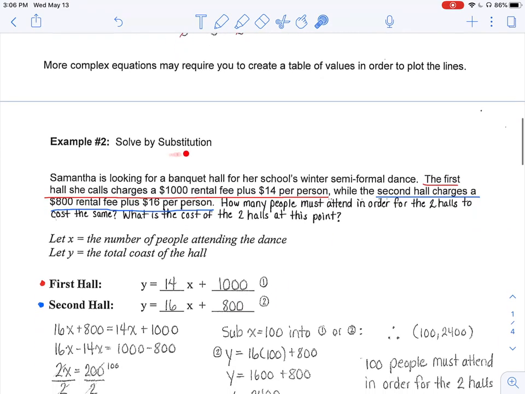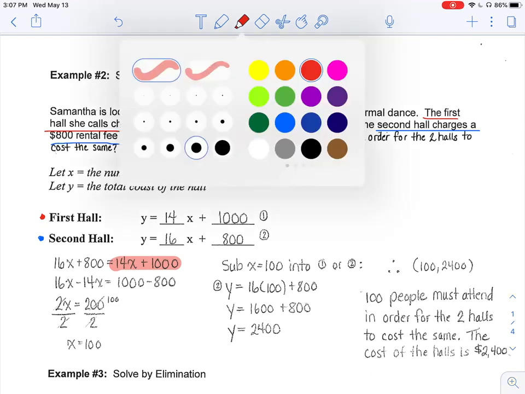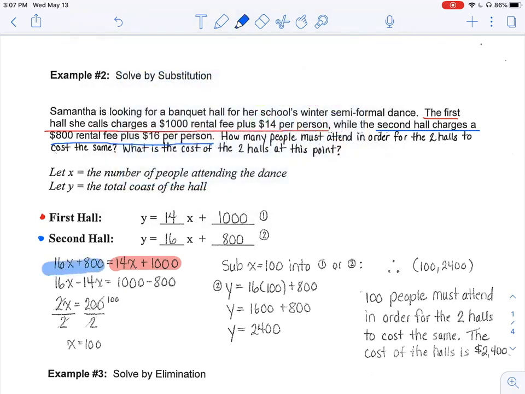And we can go ahead and solve by substitution. So if we remember that y is equal to 16x plus 800, or in this case as well, y is equal to 14x plus 1000. So what we've done is we've set one side of the equation equal to the other. So we have 16x plus 800 is equal to 14x plus 1000, because that's the value of y, and this is another value of y. So when we set them equal to each other, we're simply solving for one variable now.